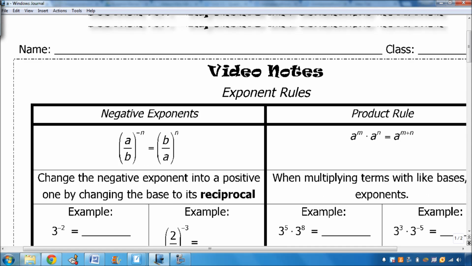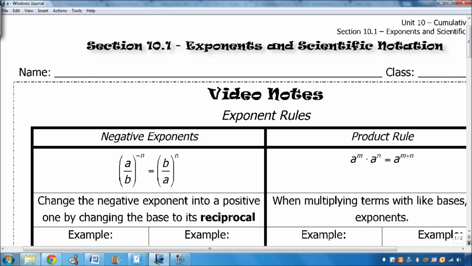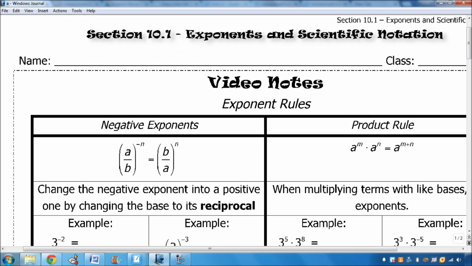Hi, ladies and gentlemen. We are on section 10.1 of our notes, which starts on page 3. So we are going to fill in our video notes for exponent rules and scientific notation.